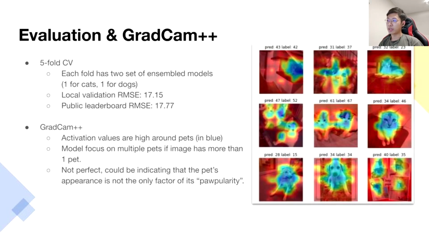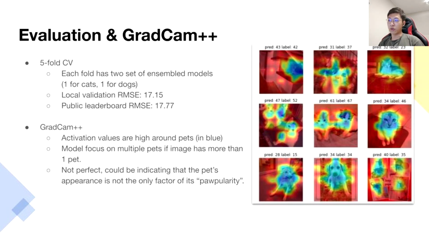For evaluation, we are using 5-fold cross-validation. Each fold has 2 sets of ensemble models, one for cats and one for dogs. The local validation RMSE is 17.15, and the public leaderboard RMSE is 17.77.